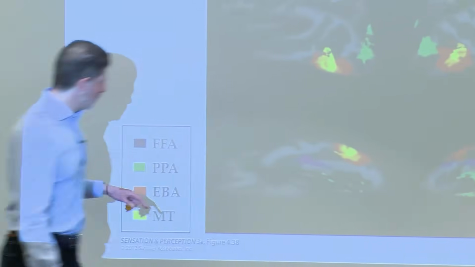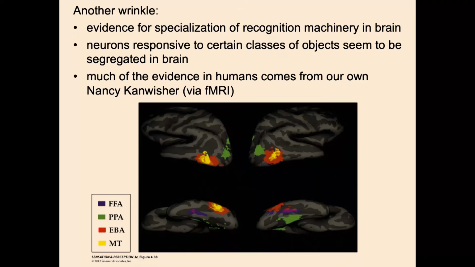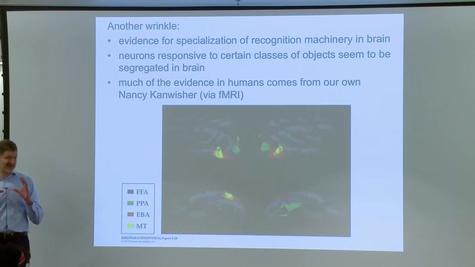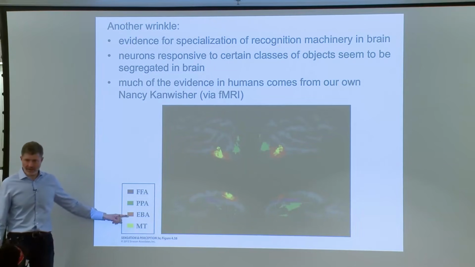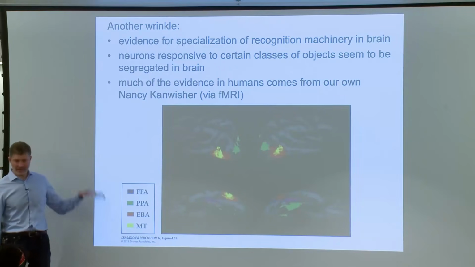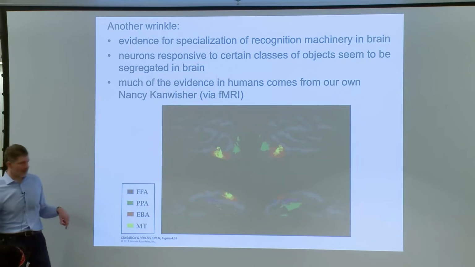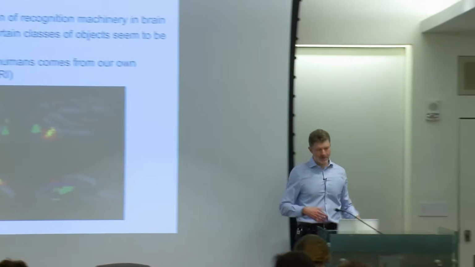So this is a picture showing a few well-known brain areas. The fusiform face area that's very responsive to faces. The parahippocampal place area that's very responsive to pictures of places. The extrastriate body area that responds to bodies. And then MT, which is responsive to motion. So these are examples of functional specialization. That's another interesting property of our visual recognition mechanisms. And so we'll talk a little bit about that when we come back next time.